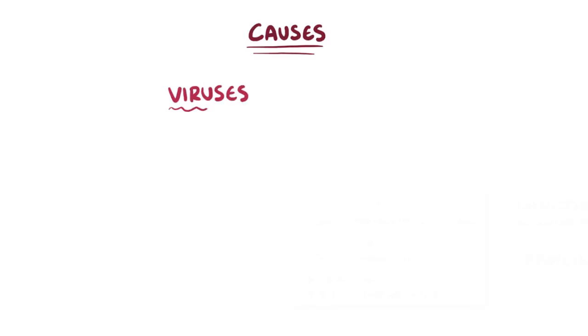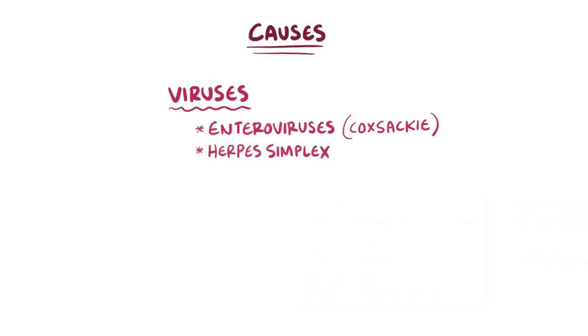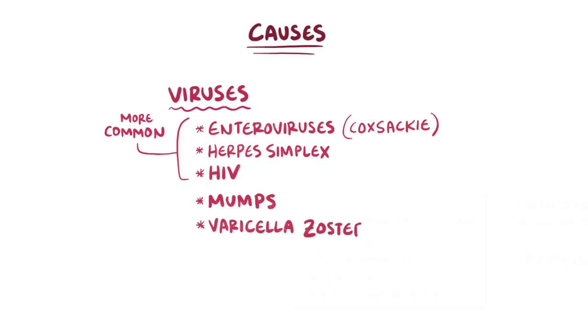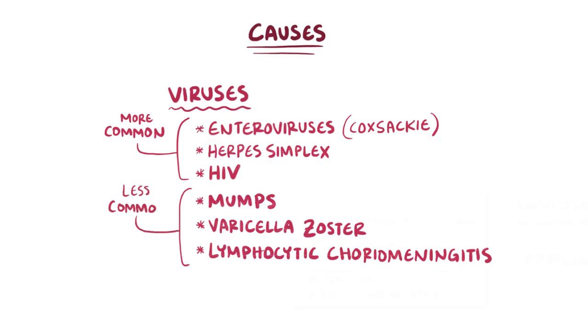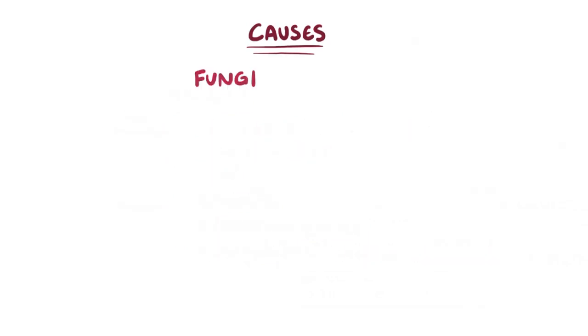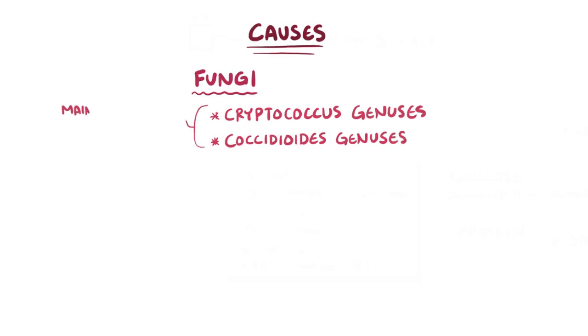As for viruses, the main culprits are enteroviruses, especially Coxsackie virus, as well as herpes simplex virus. HIV is usually contracted through body fluids and can also cause viral meningitis. Less common causes include the mumps virus, varicella zoster virus, and lymphocytic choriomeningitis virus. There's also the fungi, like those from the Cryptococcus and Coccidioides genuses, which mainly affect immunocompromised individuals.